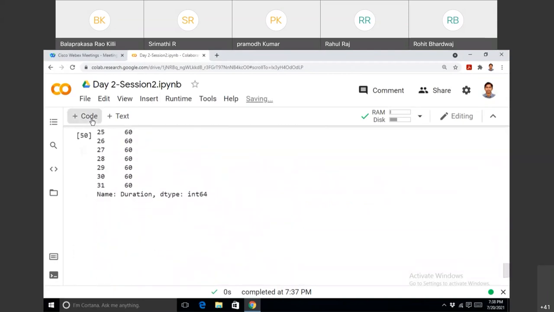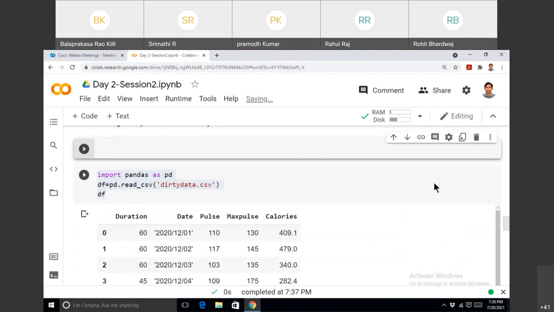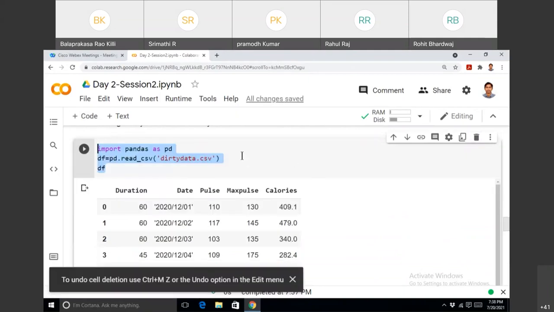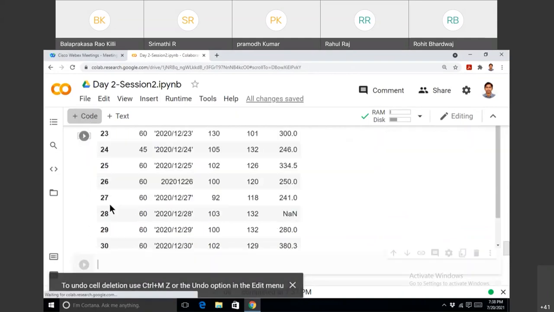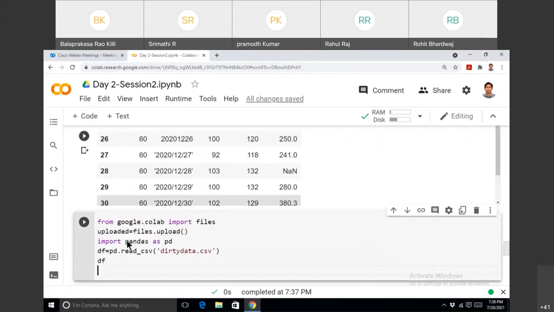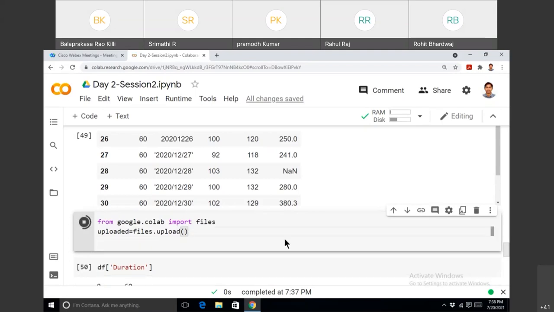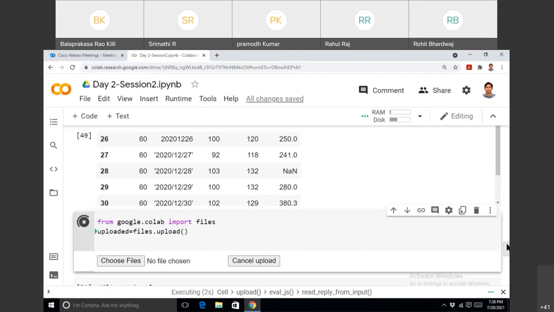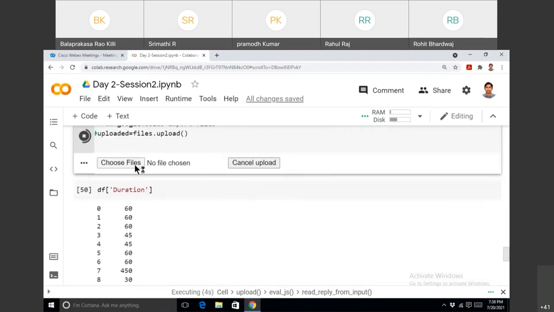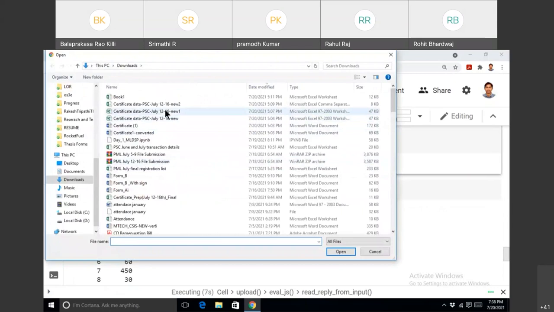Similarly, if you want to read an Excel file, you can read an Excel file also. How to read an Excel file? Same, instead of read_csv. First, let me import some file. I'm importing one Excel file. So where is an Excel file? Let me use some Excel file.